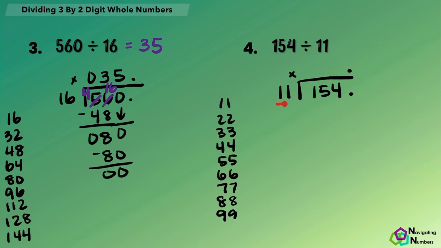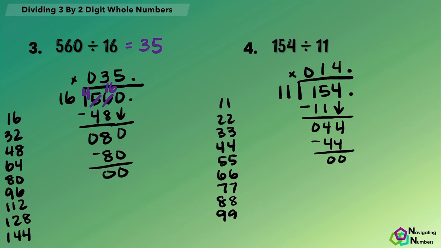So 11 goes into 1 0 times. 11 goes into 15 1 time. 11 times 1 is 11. We have 15 minus 11. 5 minus 1 is 4. 1 minus 1, 0. Bring down the 4. 11 goes into 44, 1, 2, 3, 4 times. 11 times 4 is 44. That gives us a remainder of 0. So 154 divided by 11 is 14.